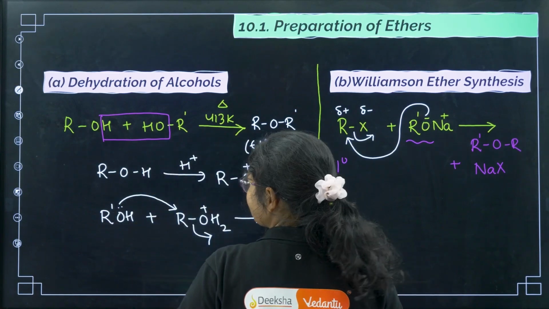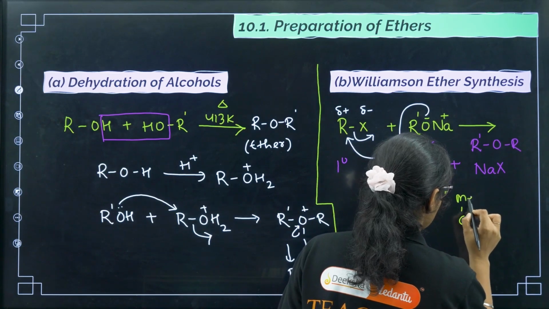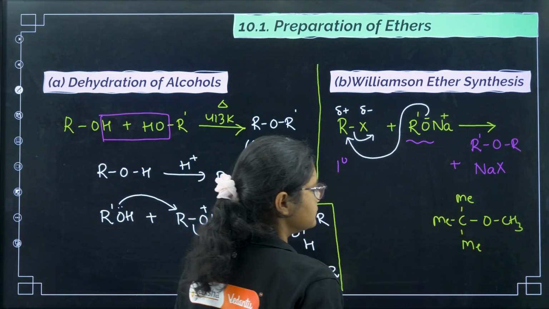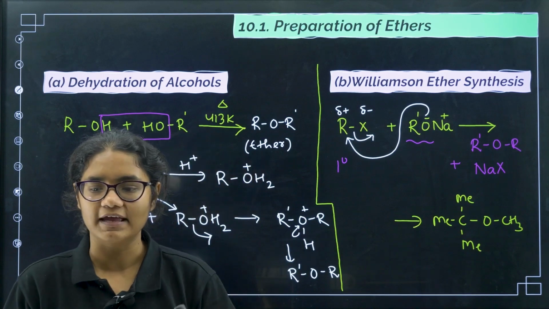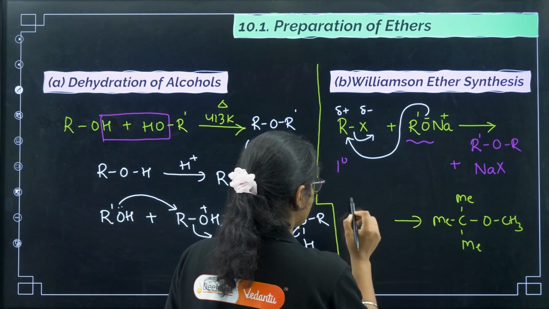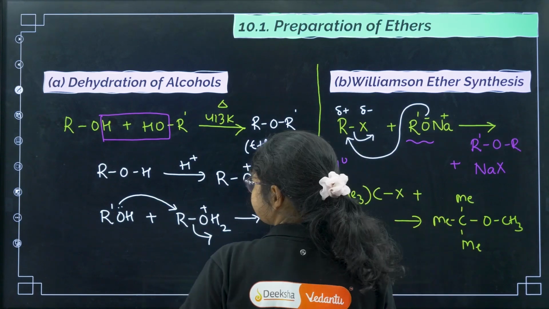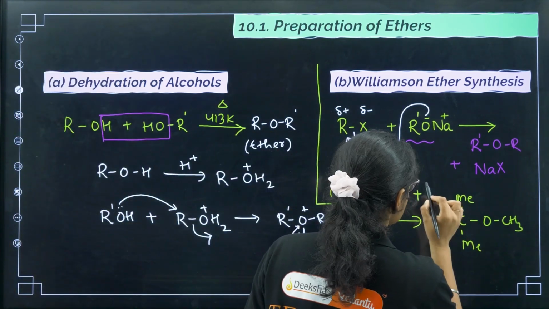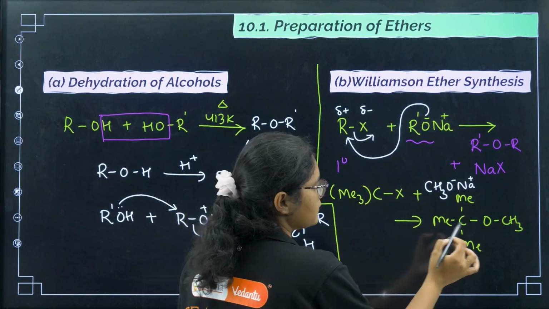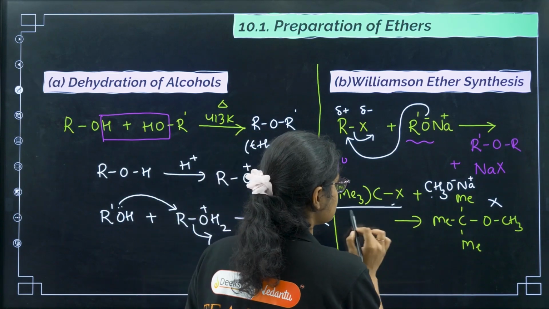Now see, for example, suppose you want to prepare one ether like this, Me3C-OCH3. Okay, for this you need to tell me which is the correct RX and correct R-ONa. Okay, so there are two possibilities here. You can have Me3CX plus CH3O minus Na plus. If you take this one, then this combination will not give you this product. Okay, because what is the condition? Your RX should be a primary one.